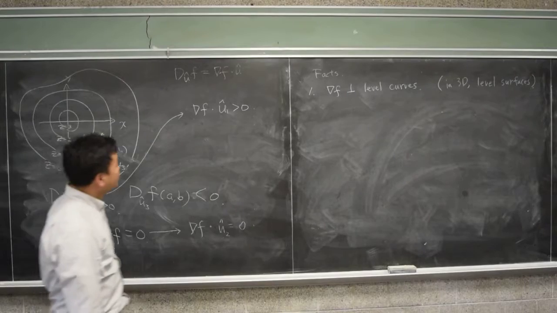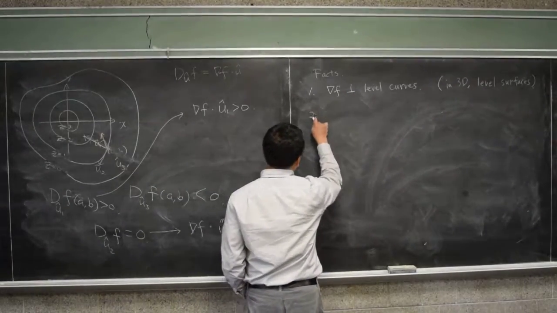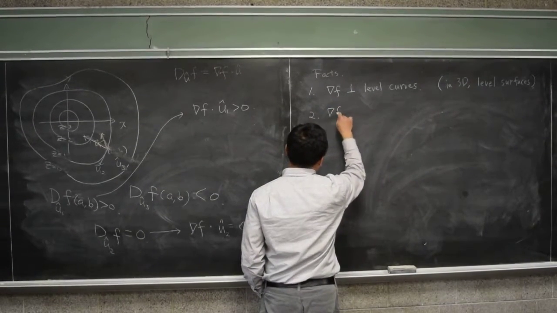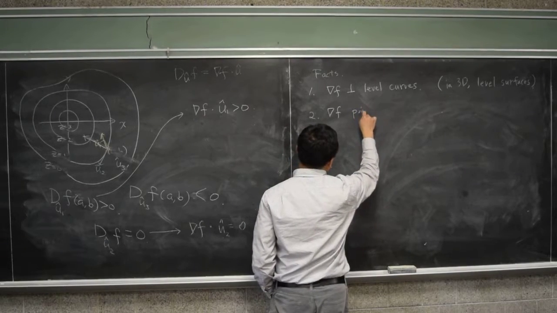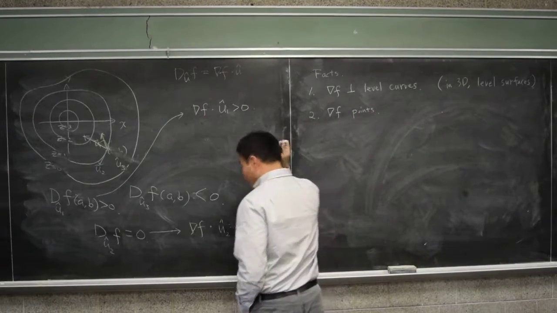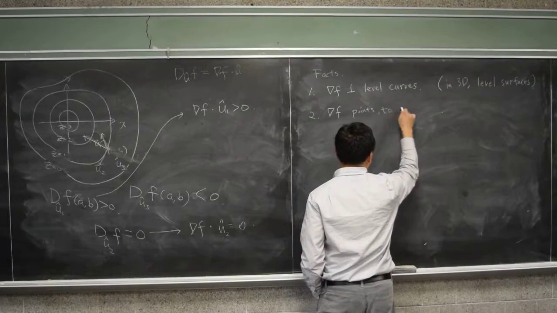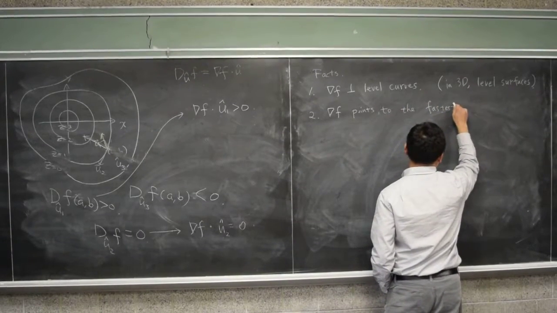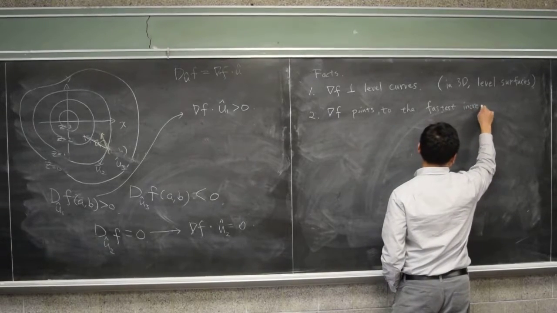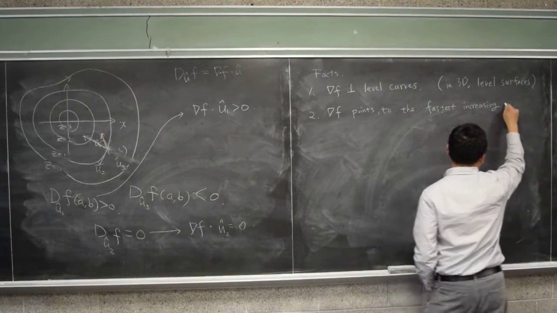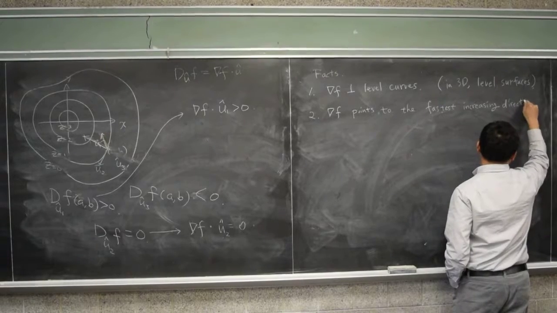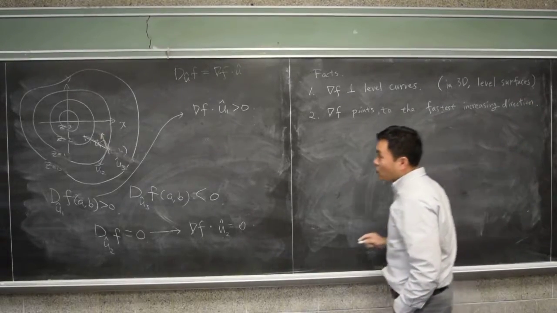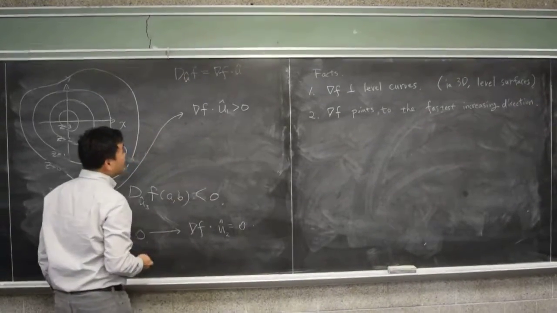And then number 2, the gradient of f points to the fastest increasing direction. Now, why is that? Well, look at the following.